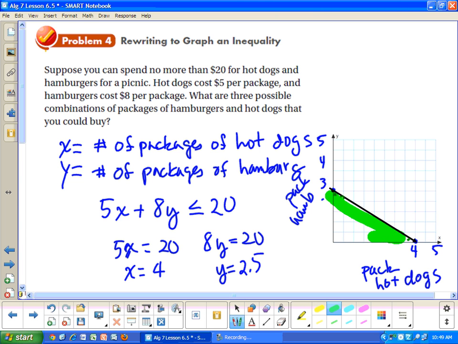And if I could color inside the line, which I used to be able to do, then I would see that now my domain starts at 0 and only goes to 4 for my packages of hot dogs. And my range starts at 0 and goes to 2.5 for my packages of hamburgers. So any whole numbers in the shaded regions are possible solutions.